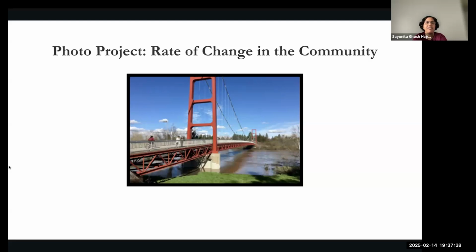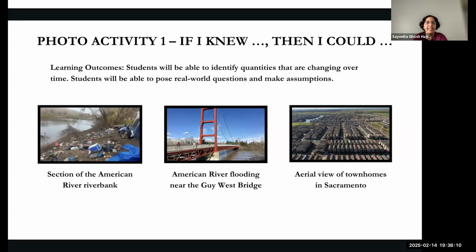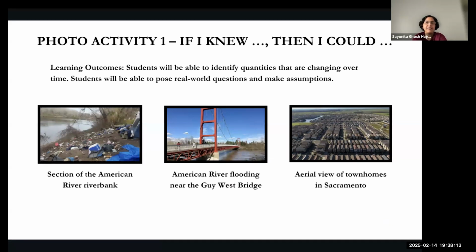This 3-part activity provided the students with time to engage in the low floor task, which I will share in a moment, activities 1 and 2. And then once they had grasped the concepts of rate of change in calculus, they completed the final photo activity 3. So the first activity, we call it If I Knew, Then I Could. This activity served as an icebreaker activity, like a get-to-know-you activity. This was introduced on day 1.